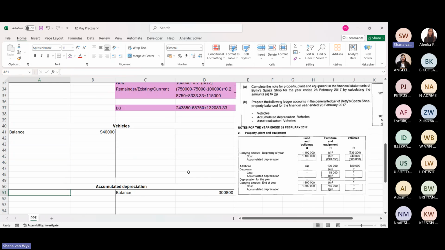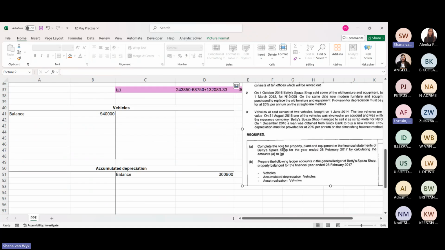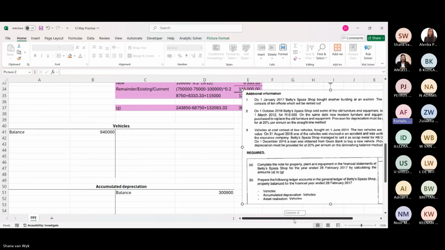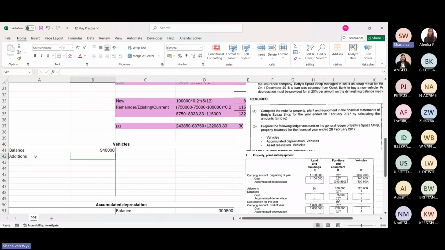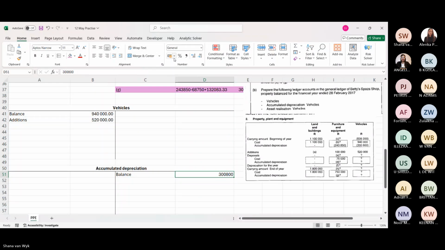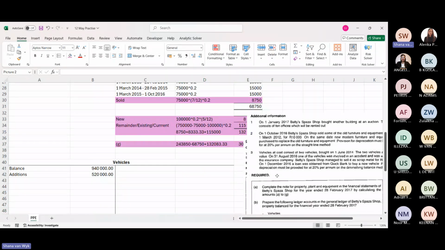Okay, and then we have additions, but we don't care about additions. Question. Why won't we care about additions? We care about additions, but that's going in the vehicles account, not in the accumulated depreciation. Additions go in the vehicles T account, so let me put it in here. There we go. Okay. Now we can start.